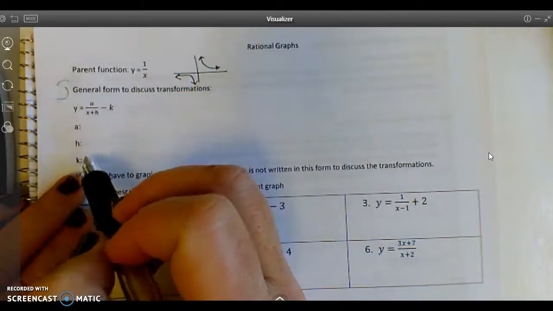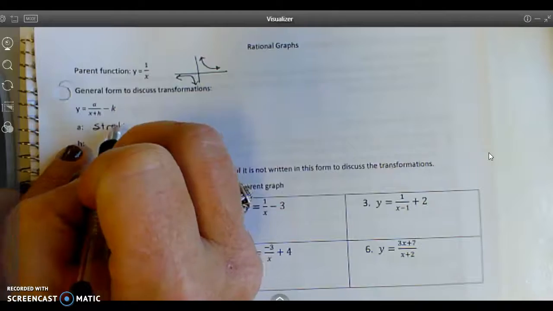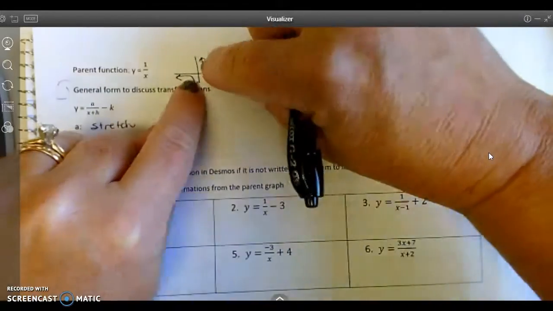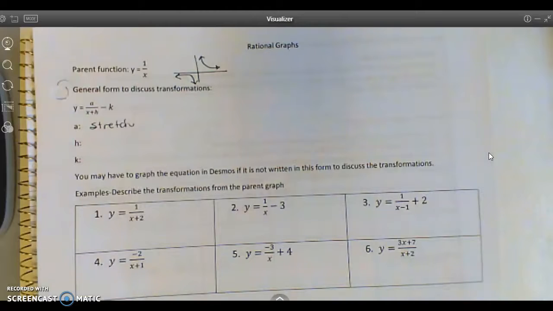And then as I showed you in the interactive thing, the A is a stretch. And what it does is it just moves these two pieces away from the center a little bit. But it just sort of stretches it.